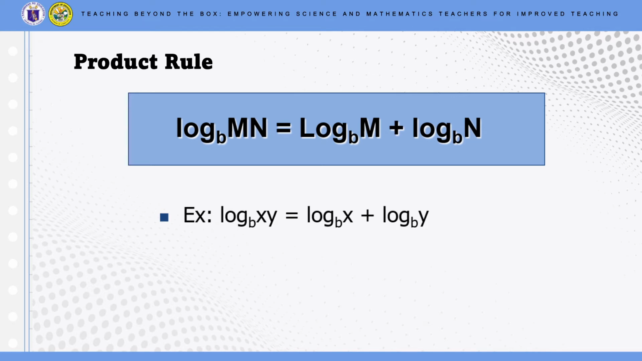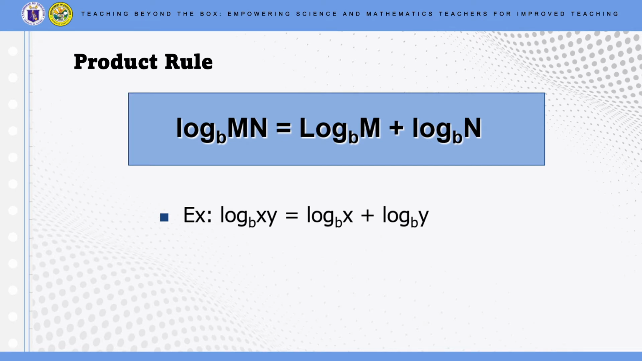Let us try this. What is the logarithm of 6? Applying the product rule, this is equal to the logarithm of 2 plus the logarithm of 3. Also, what is the logarithm of 9b base 3? This can be written as the logarithm of 9 base 3 plus the logarithm of b base 3. Let's have some more practice.